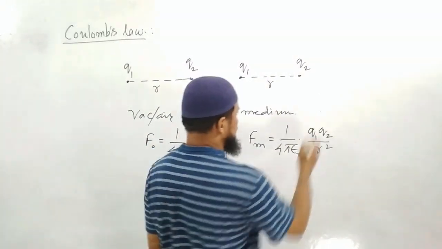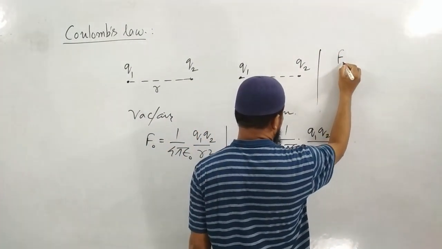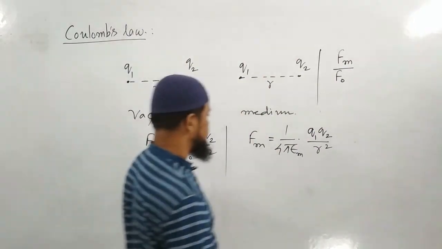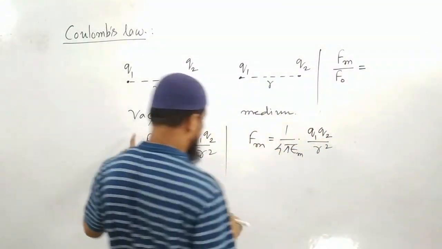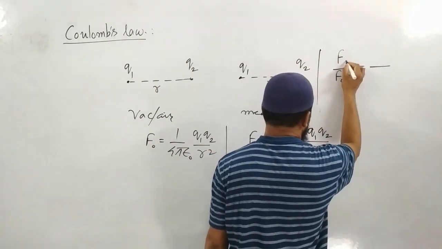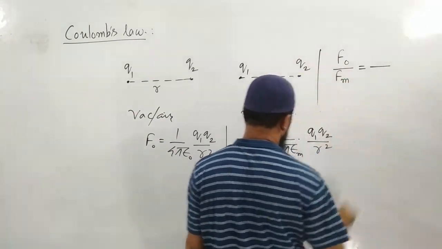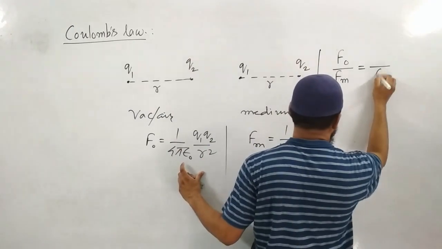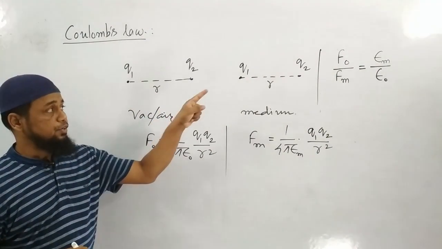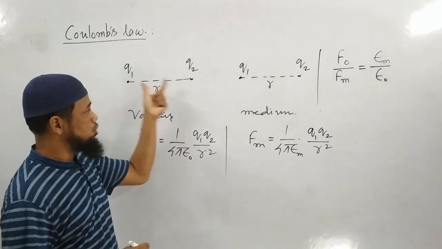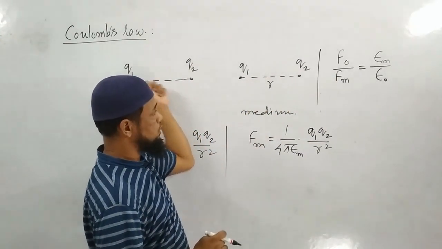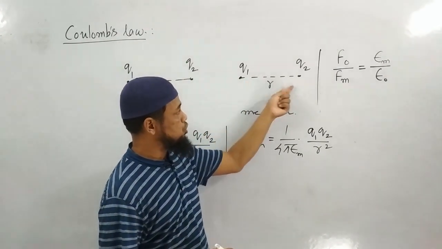Therefore, the ratio of these two forces, how much will it become? The ratio of the force between the two charges in vacuum by the force between the two charges in medium. If we divide, we get F naught by Fm, which is epsilon m by epsilon naught.